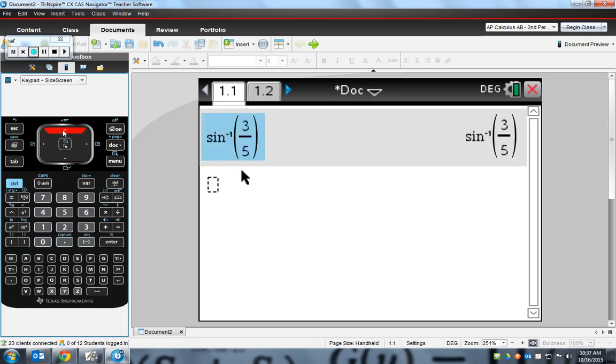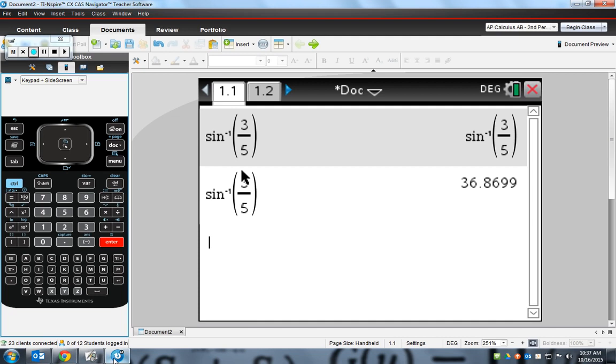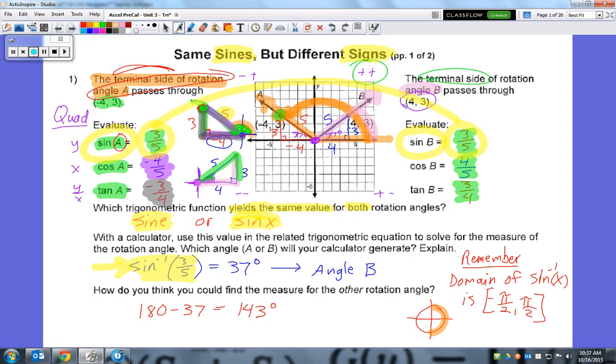Something we need to get used to, let me copy that, is pressing control enter. That will give you the actual value in decimal form. So it's going to give you quantitative value with decimals. So you see it's about 37 degrees, which is what I already have written down. So about 37 degrees is positive.